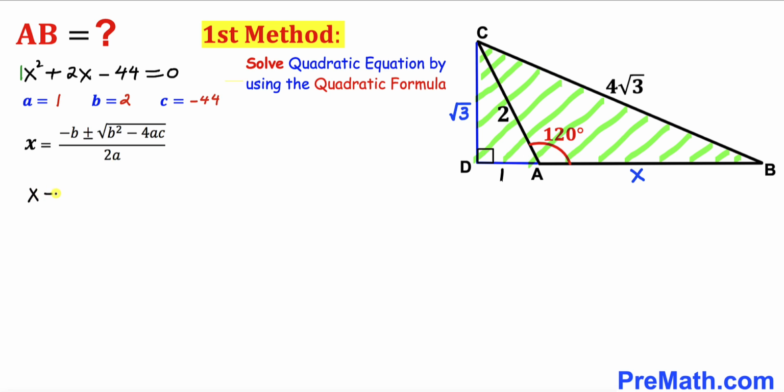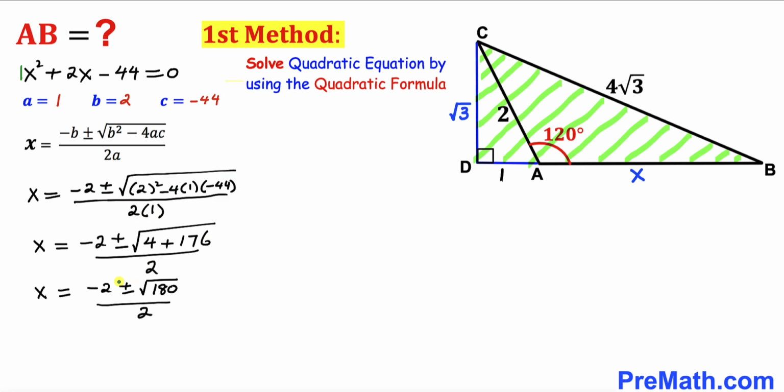So x equals minus b, meaning negative 2, plus or minus square root of b, which is 2 square, minus 4 times a, which is 1, times c, which is negative 44, all over 2 times a, which is 1. If we simplify everything, it turns out to be negative 2 plus or minus square root of 180, divided by 2. Now let's focus on this square root of 180. Here I have copied it down.